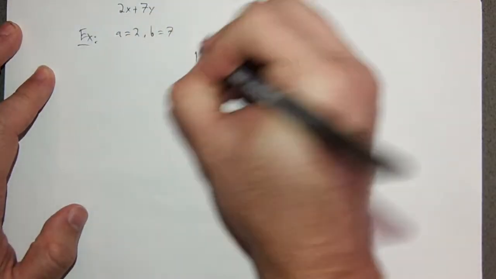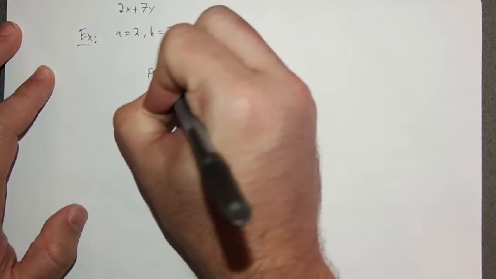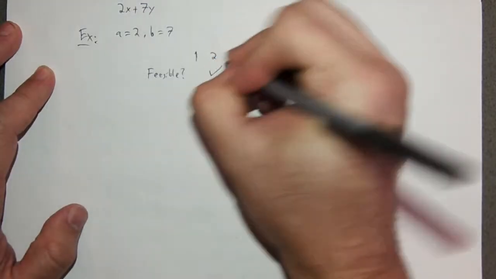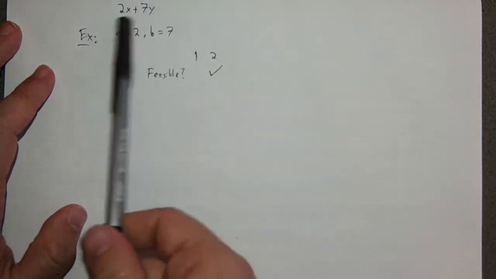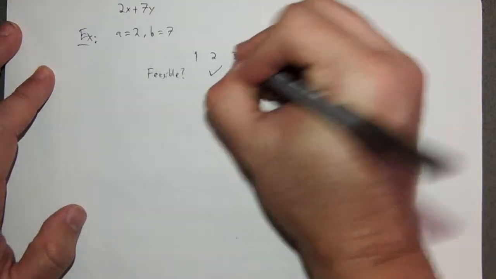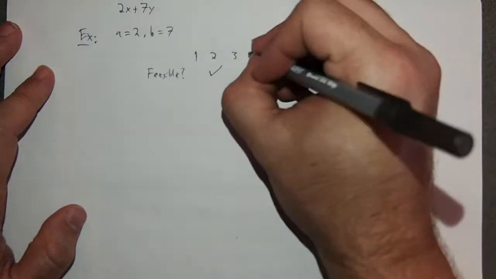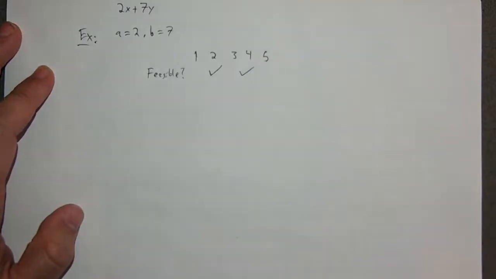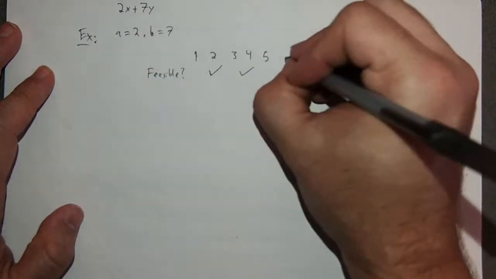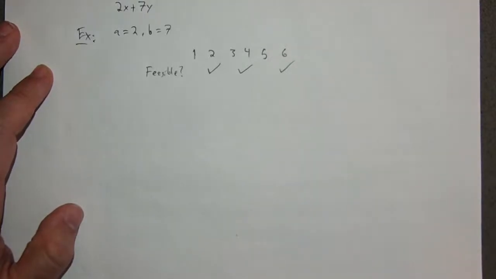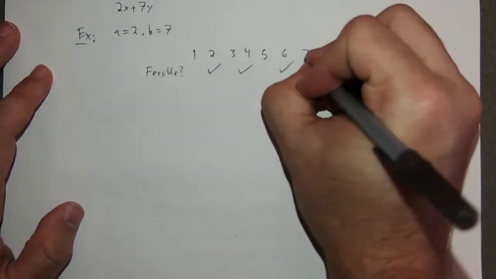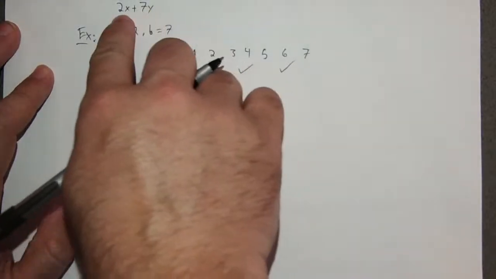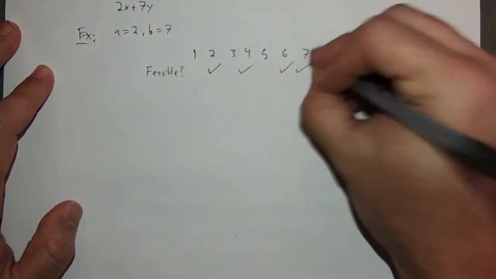So is 1 feasible? No. So 1's not feasible. Is 2 feasible? Definitely. 2 can easily be written as a linear combination of 2 and 7. Is 3 feasible? No. Is 4 feasible? Yes. You could have 2 times 2 plus 7 times 0. Is 5 feasible? No. Is 6 feasible? Yes. Okay, for the same reason. What about 7 here? Is 7 feasible? Yeah, it's 2 times 0 plus 7 times 1.